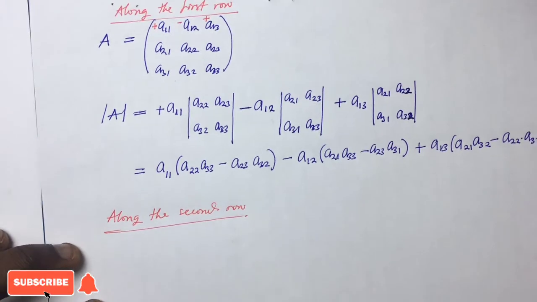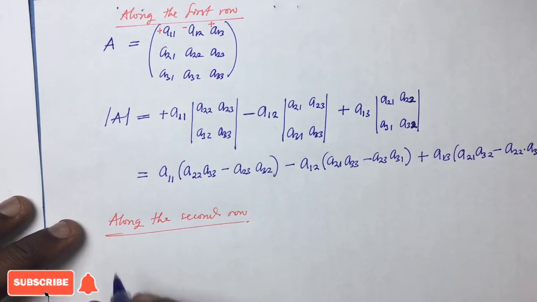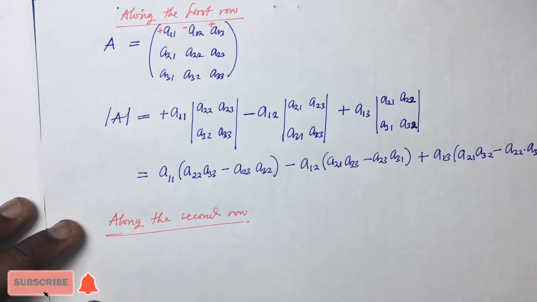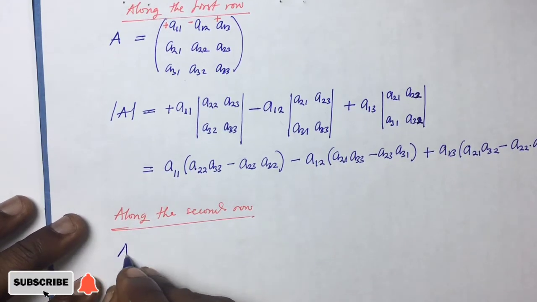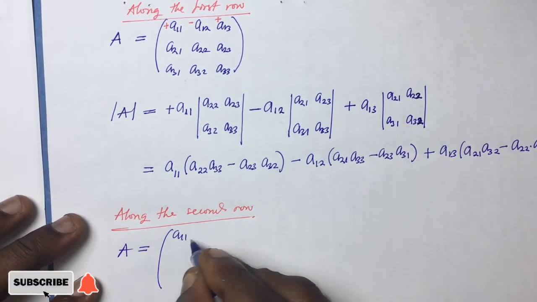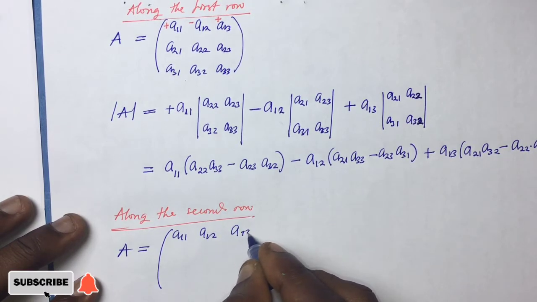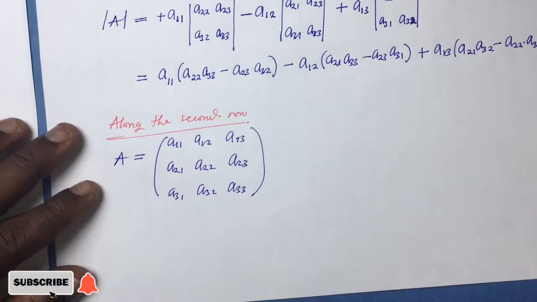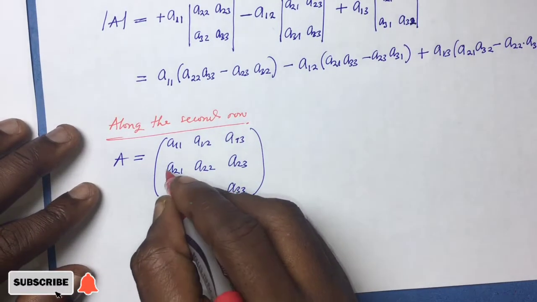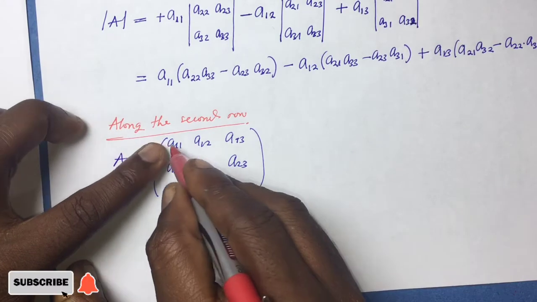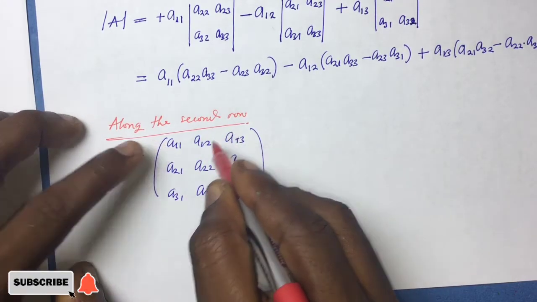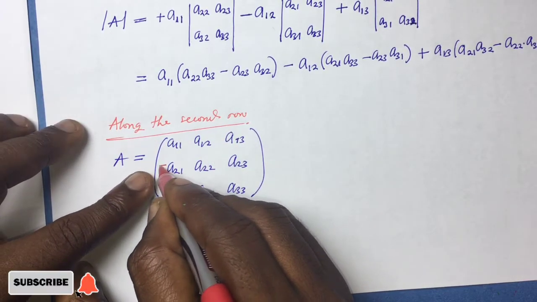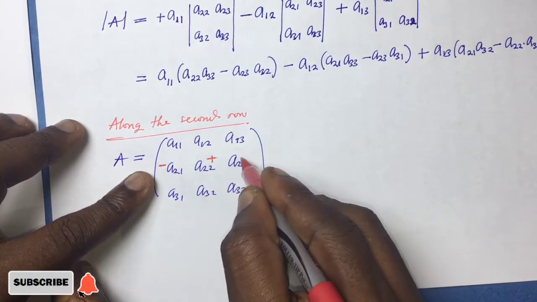All you would have to do is, again, look at the second row. What are the signs along the second row? So let's write again. A in this case is A11, A12, A13, A21, A22, A23, A31, A32, A33. Okay? Now, what is the sign along the second row? So along the second row, if this is plus for the first element here, this is minus, this is plus, this will be minus. So this is minus, plus, and then minus.